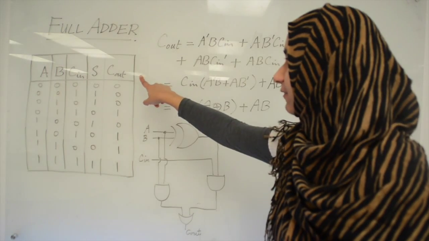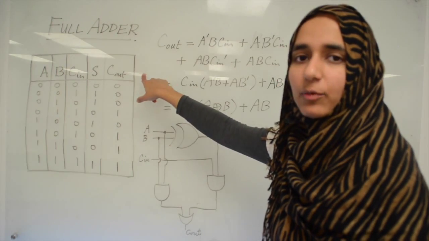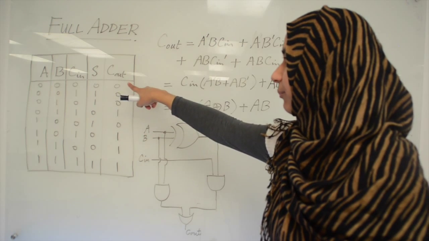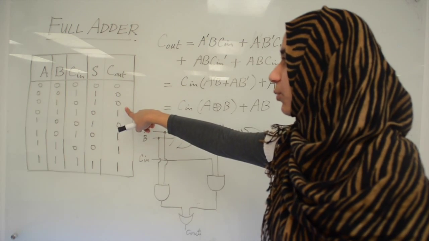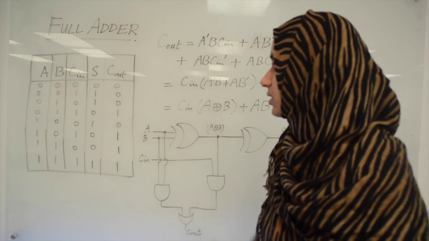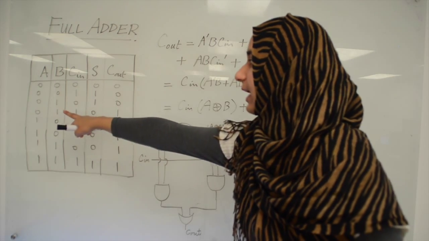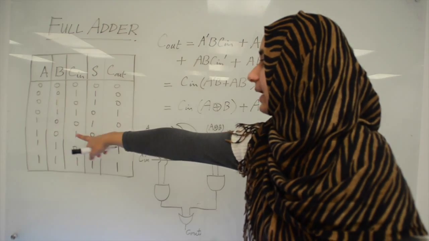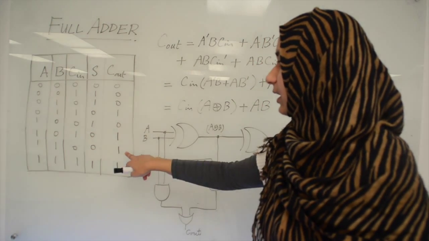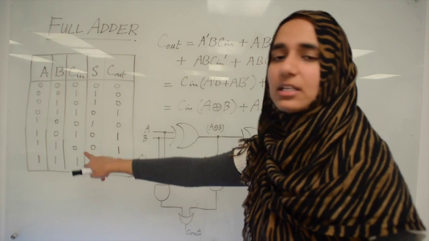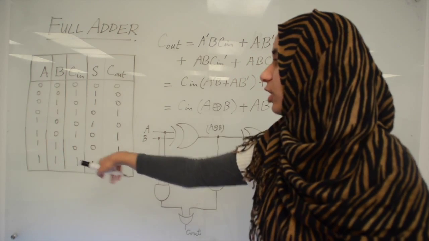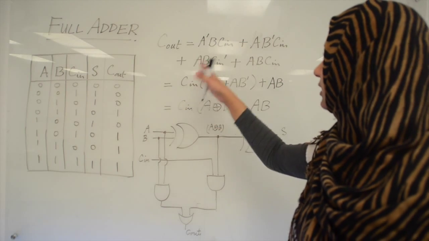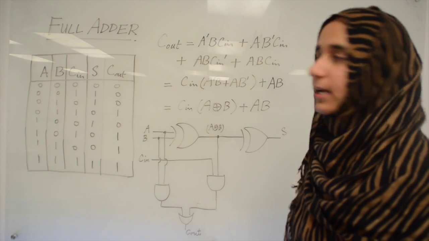We will derive the circuit for the second output, which is the carry out. So we will see the carry out is logic 1 for which of the corresponding inputs? It is 1 for A'BC, then it is logic 1 for AB'C, and then it is 1 for ABC', and finally it is logic 1 for A, B and C. When we write it in the form of an equation, this is what we get.